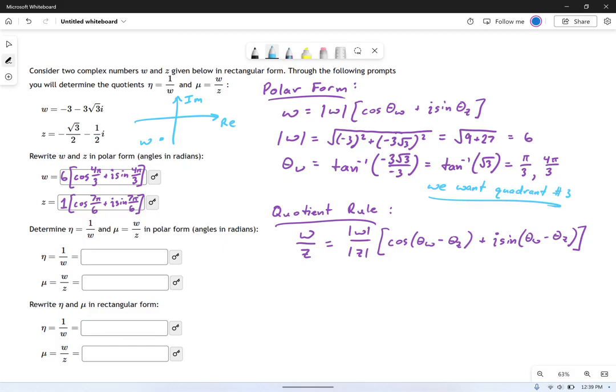But just as a quick refresher, this is what I'm going to do. First, I have my general formula in polar form right here. And then I'm going to find the modulus of w using the square root of a squared plus b squared. And then the angle or the argument of w using the inverse tangent of the imaginary part divided by the real part. Okay, and you can see me doing that calculation right here.